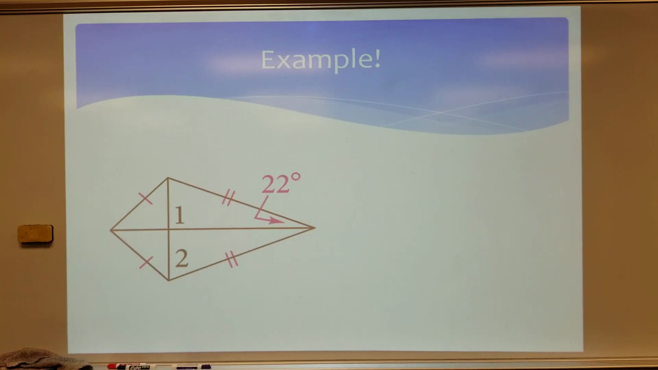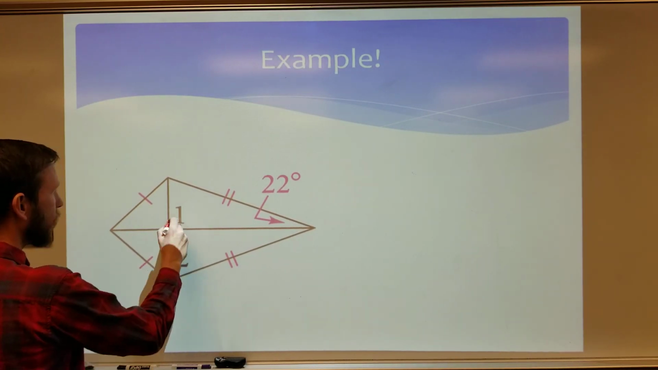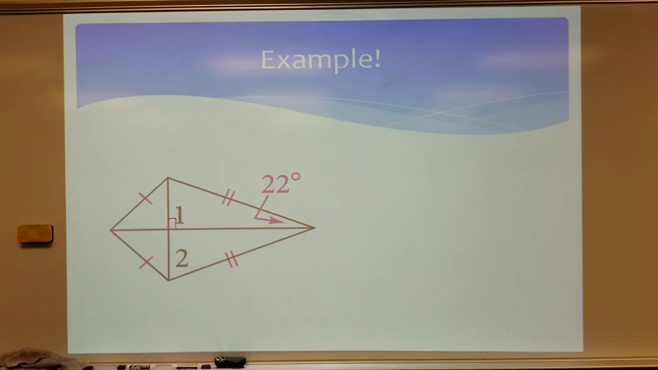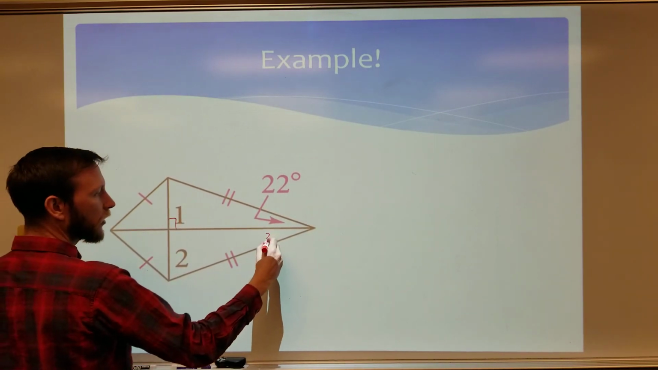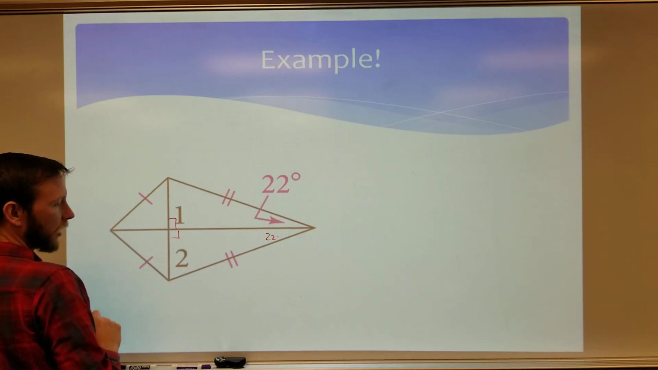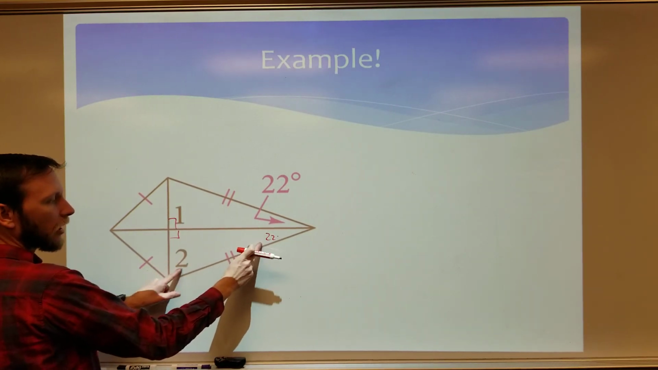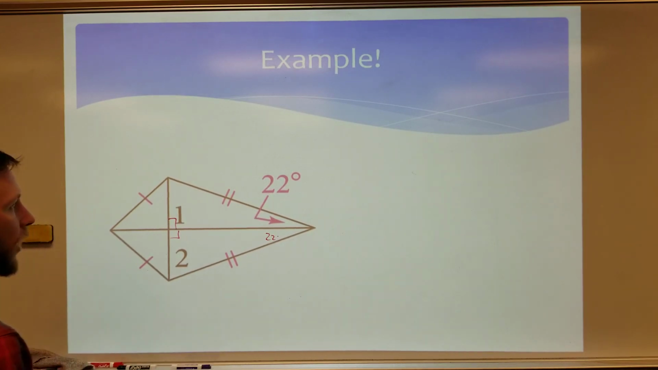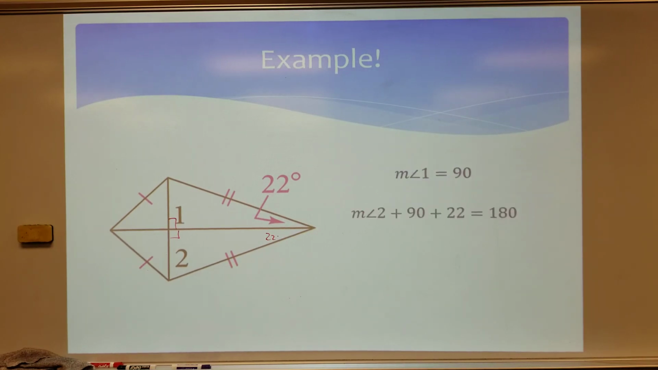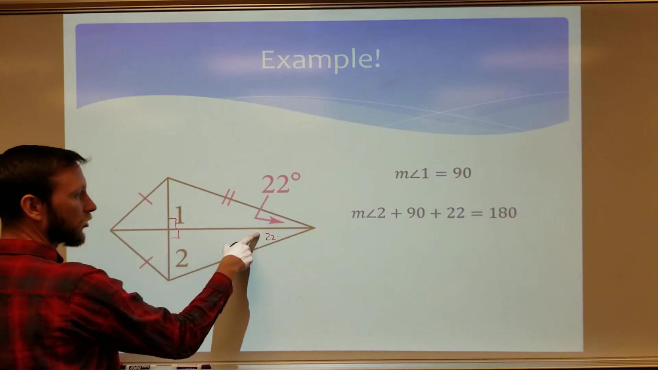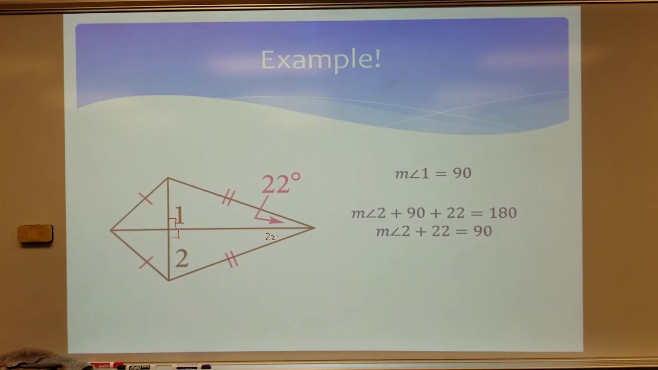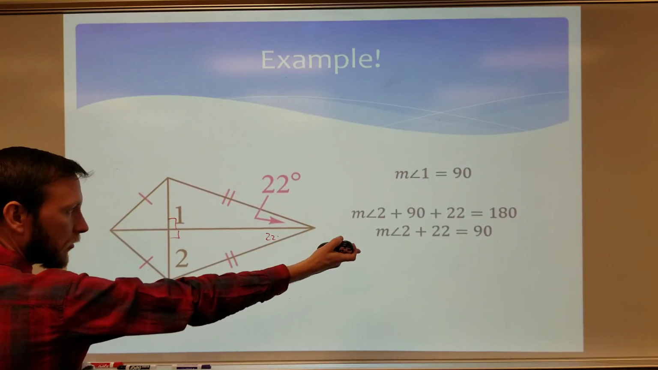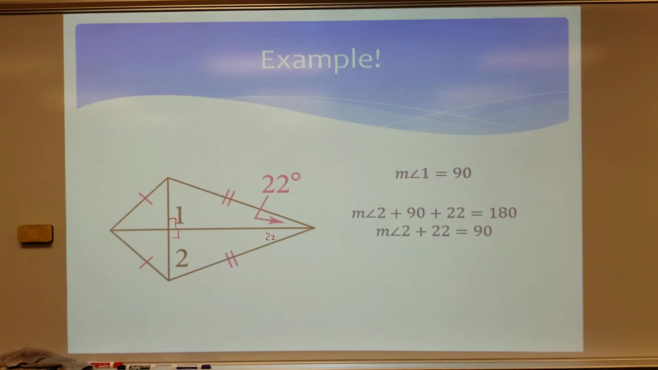So if that's the case here, what we want to recognize is that angle 1 is going to be 90 degrees. And if this is 22 degrees, then this is also 22 degrees. This is going to be 90 degrees, and so these angles are going to be complementary. All right, they're going to add up to 90 degrees. And so we can recognize here that the measure of angle 1 is 90. We can recognize that the measure of angle 2 plus 90 plus 22 is 180. Subtract the 90, and we can show that these are complementary. That's kind of what I was saying moments ago. Subtract 22, and we get 68 for the measure of angle 2.